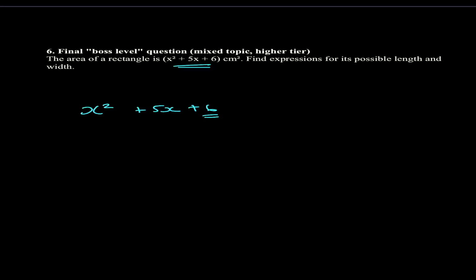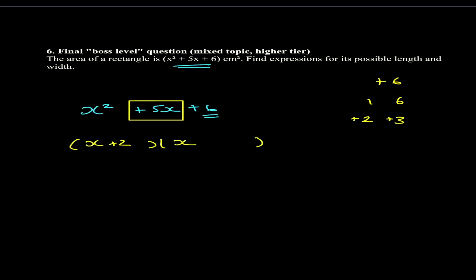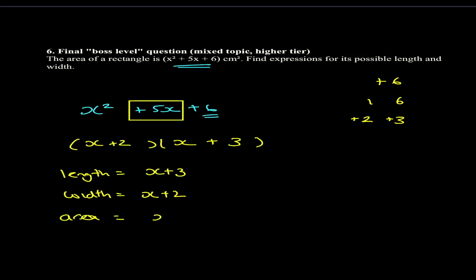So write out all the multiples of positive 6. So you could have 1 and 6, 2 and 3. This time they need to add together to give me positive 5. So both of these would be positive. And then you could write out your two brackets and your two factors. So you have x plus 2, x plus 3. So your length would be one of those, probably the bigger one, x plus 3. And your width would be x plus 2. And if you multiply them, that gives you your area, which is x squared plus 5x plus 6.